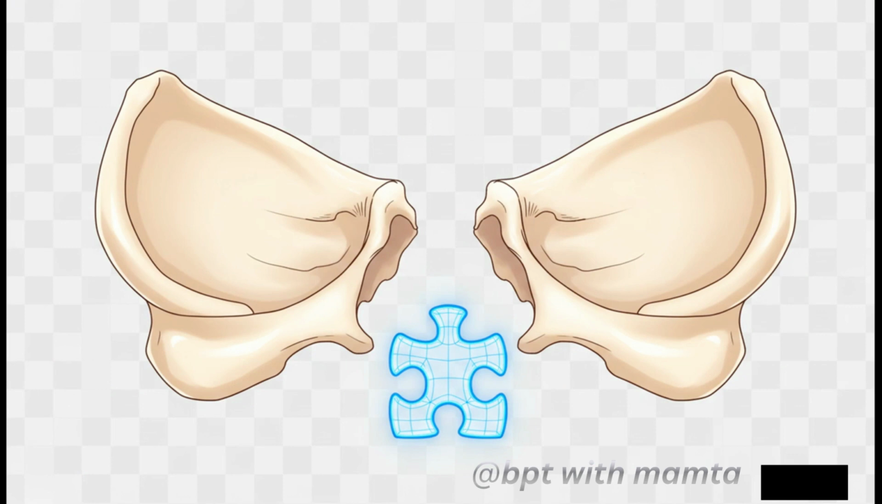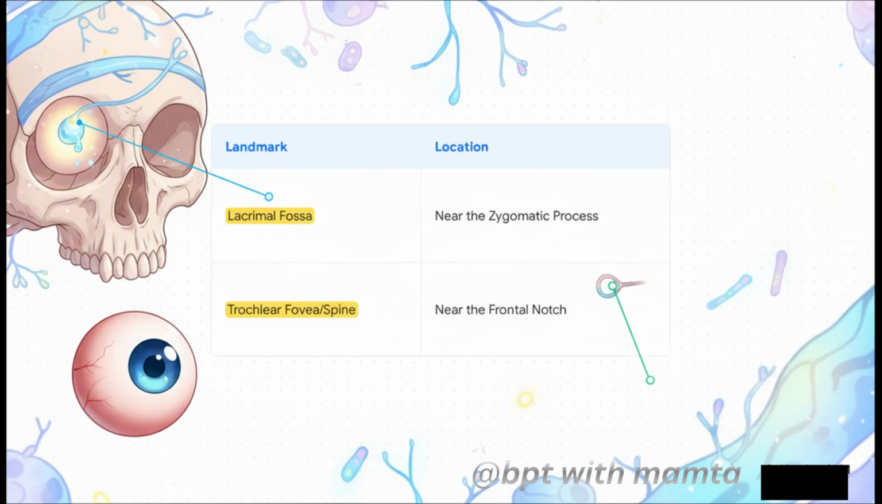What we're looking at here are two thin, curved plates. Now, they don't actually touch each other. They're separated by this U-shaped gap in the middle called the ethmoidal notch. And that notch is the perfect docking station for another piece of the skull puzzle, the ethmoid bone. If you look closely at this surface, you'll see some really fine, important details. Out toward the side, there's a little depression called the lacrimal fossa. That's home to your tear factory, the lacrimal gland.